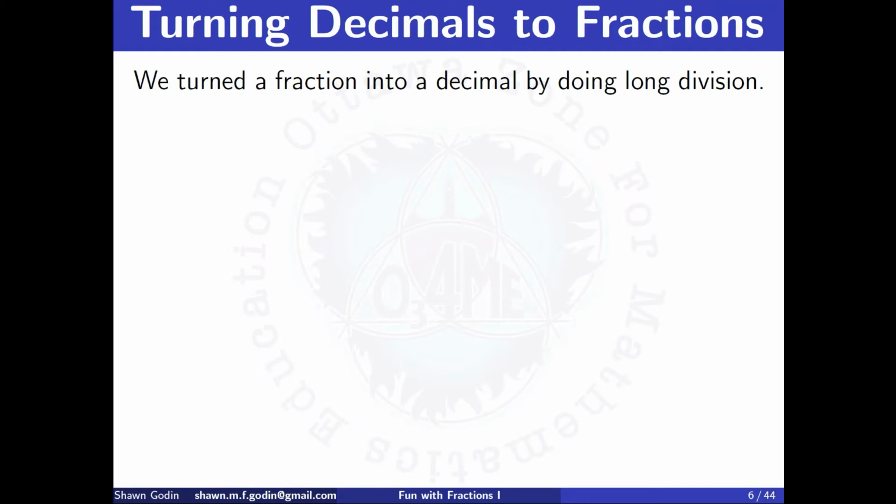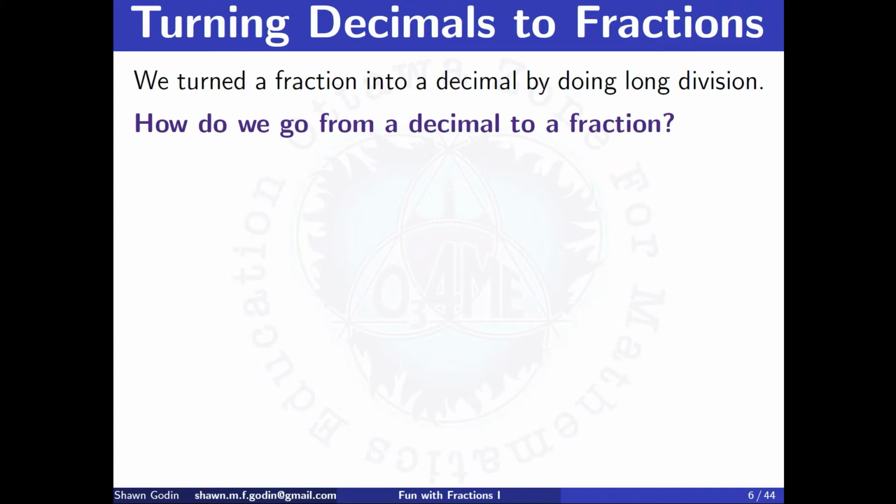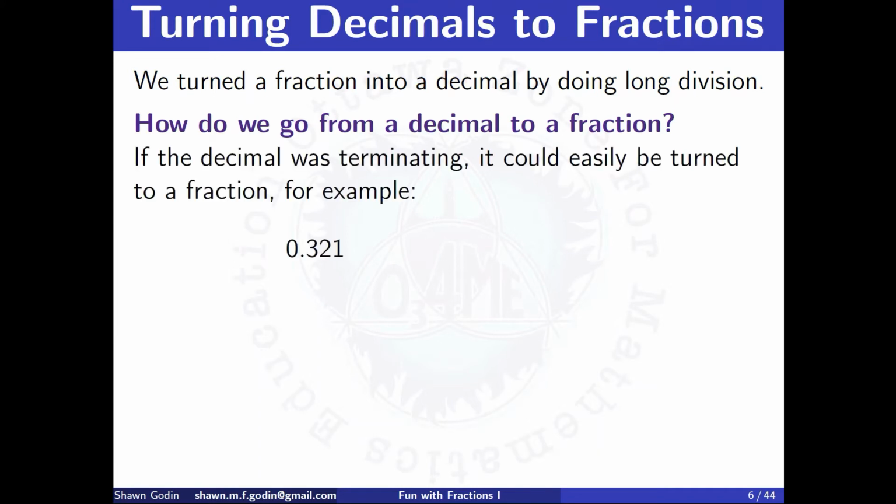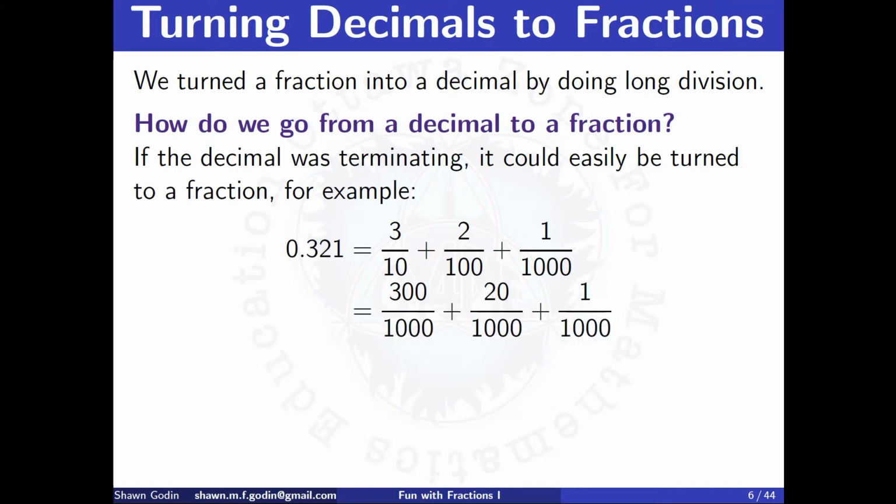When we went from fractions to decimals, we just did long division. If we want to go the other way around, it depends on what type we're looking at. If it's terminating, that's pretty easy. We can just use the definition of our place value system. So for example, if we have 0.321, that really means 3/10, 2 100ths, 1 1,000th, and then we can just find a common denominator of 1,000 to get 321 over 1,000.